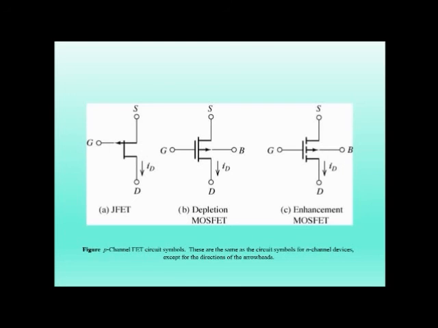And these are just the basic circuit diagrams in order to remember how you can recognize JFET, MOSFET, depletion MOSFET, E-MOSFET whenever you find these types of circuit diagrams. These are basically for N channel devices except for the direction of the arrowheads. In case of P channel you just need to change the sides. You can find these are the P channel circuit symbols.